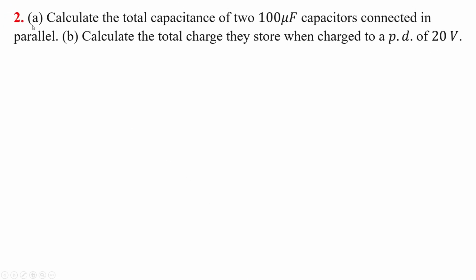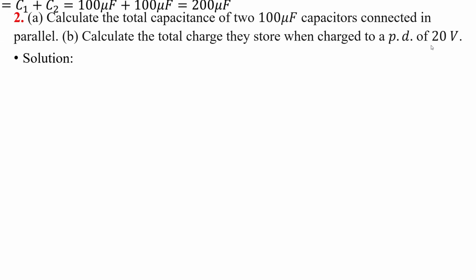Now question number 2: you have to calculate the total capacitance of capacitors connected in parallel. There are two capacitors connected in parallel and each one of them has the same capacitance, that is 100 microfarad. Calculate the total charge they store when charged to a potential difference of 20 volt.